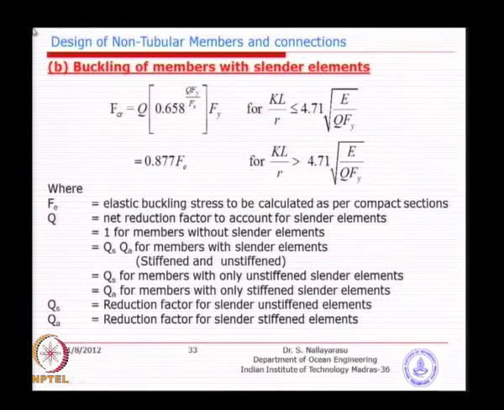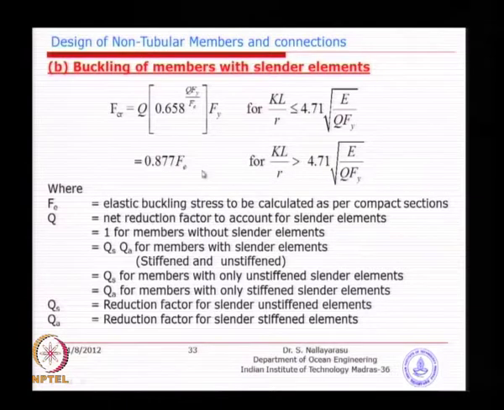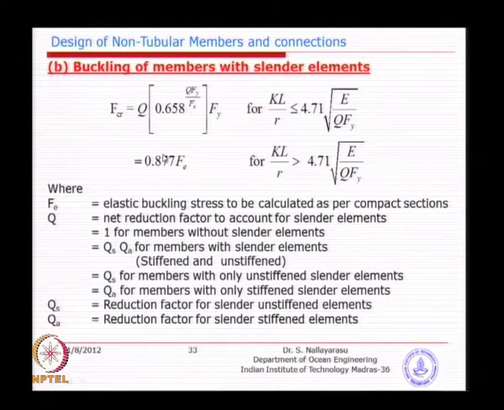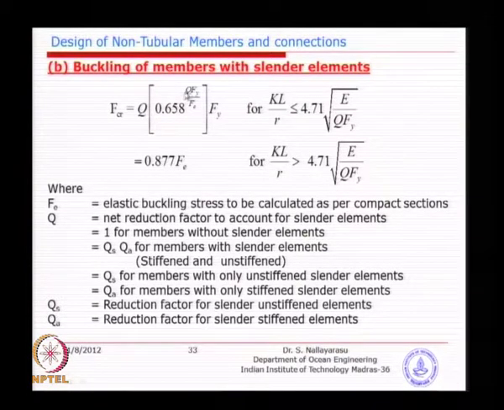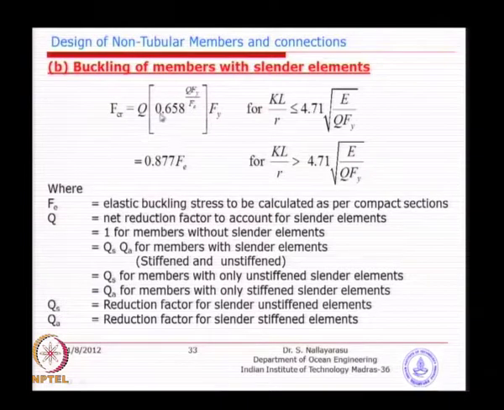Again, you will have a similar slenderness bifurcation, KL by R less than 4.7 times square root of E by Fy, and then greater than. So, when it is greater, when the buckling is governing, the slenderness does not come into the picture, but the slenderness does come into the picture here, basically multiplied by Q and also on the superscript of the 0.658. So, how do we calculate the Q is a simple matter. Q will be a multiplication of two components, one is Qs and Qa.